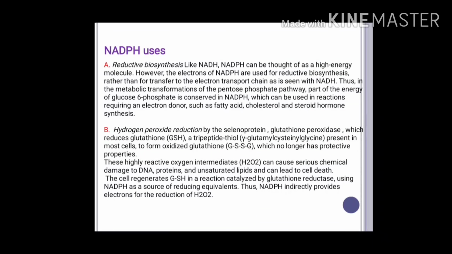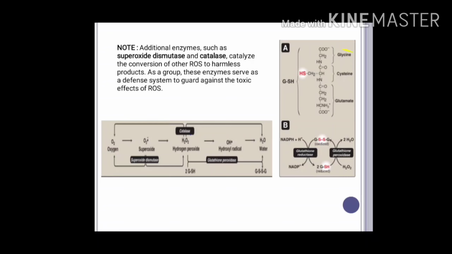Note another thing, reduced glutathione is a tripeptide thiol. That means it consists of 3 amino acids with a thiol group attached to it. You can see this number A. This is the diagram of a reduced glutathione. So it is made up of glycine, cysteine and glutamate with a thiol group attached to it. So this is the glutathione in reduced form.